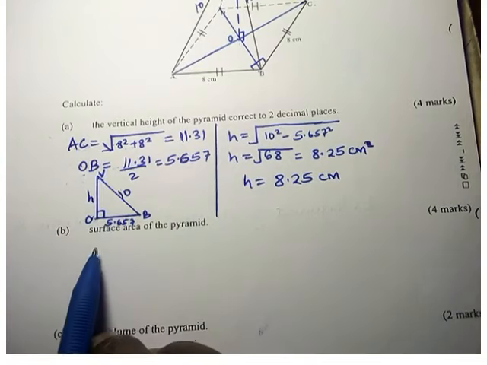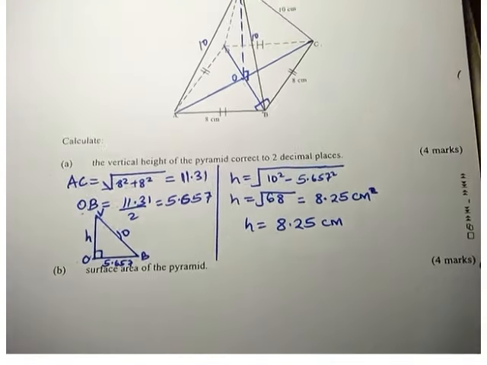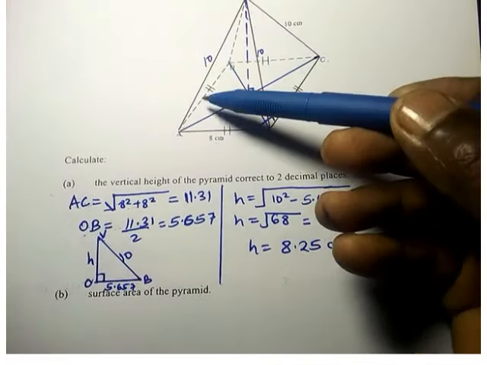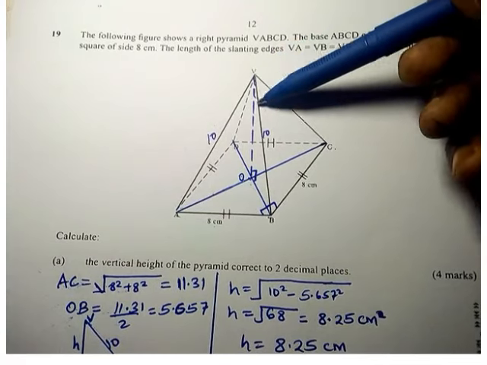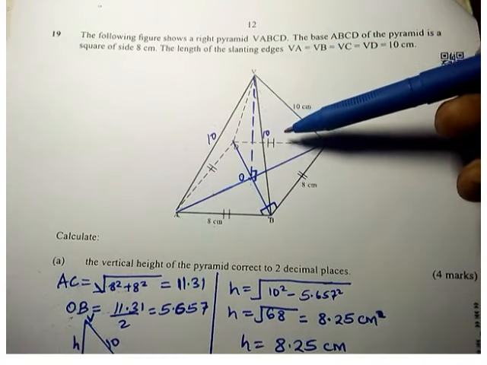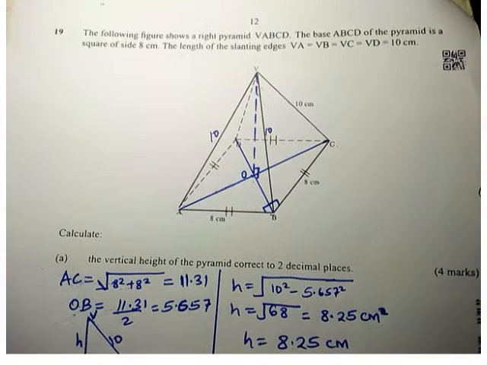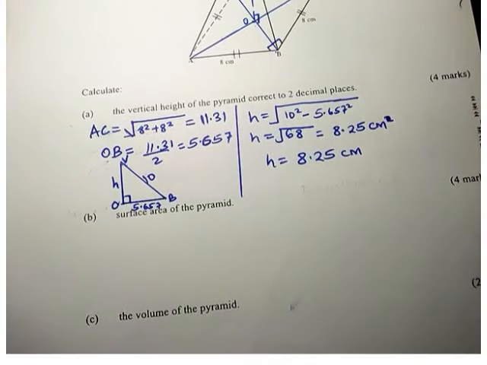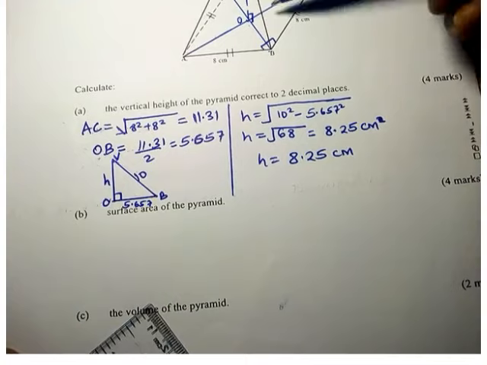Calculate the surface area of the pyramid. To calculate the surface area of the pyramid, we get the area of the base square, and then we calculate the area of these faces. We calculate one face, then we multiply times 4, is this, that, and this one, 4. So first, we draw this one face.